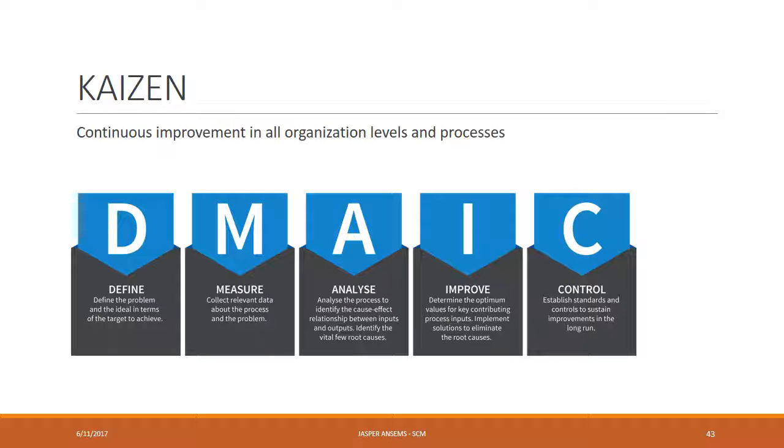So next up is Kaizen, and Kaizen is a continuous improvement in all organization levels and processes, and it starts with defining, measuring, analyze, improve, and control. And this is a different way of the PDCA circle, so plan, do, check, act.